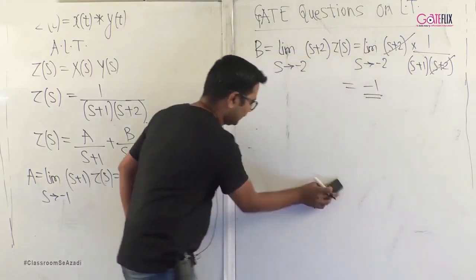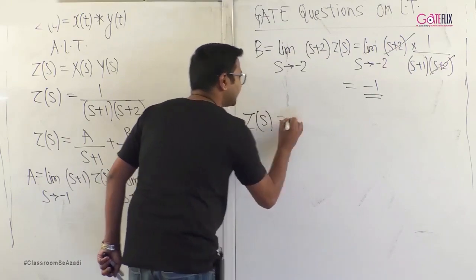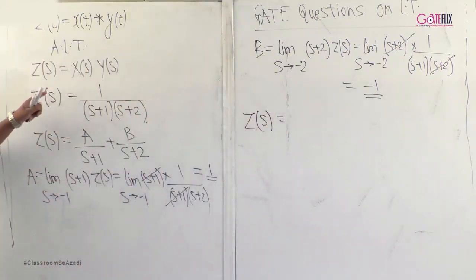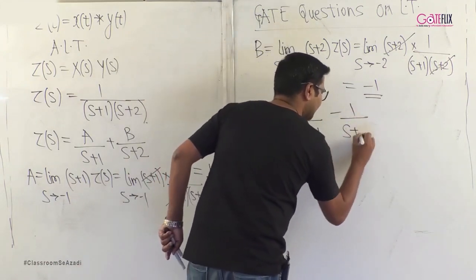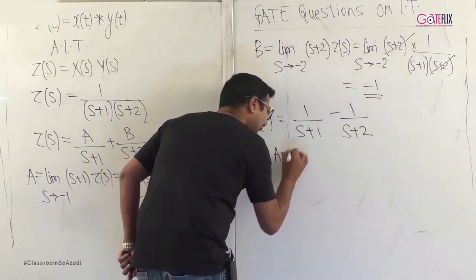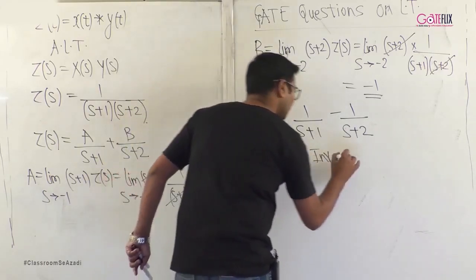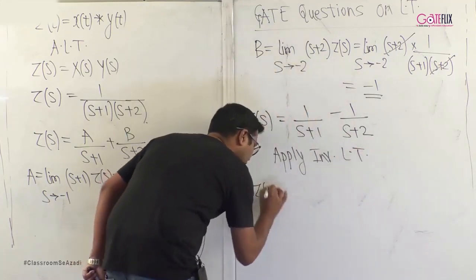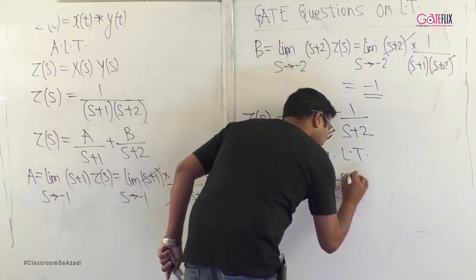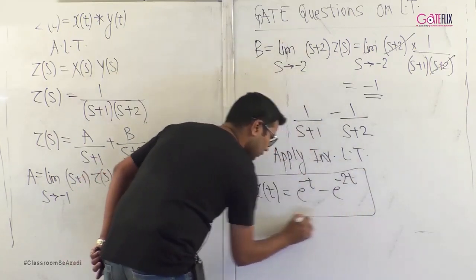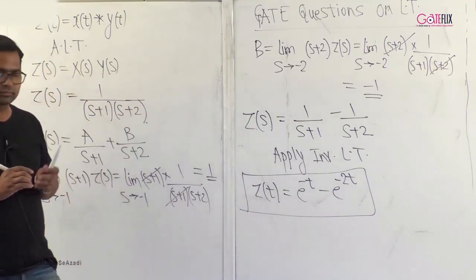Therefore, we can write Z of s as 1 upon s plus 1 minus 1 upon s plus 2. Then we will apply the inverse Laplace transform. Therefore, z of t will become e to the power minus t minus e to the power minus 2t, which will be the answer to this question.